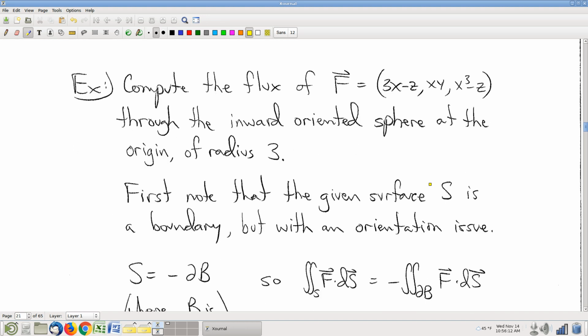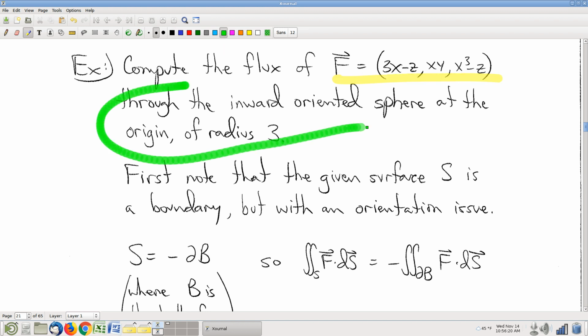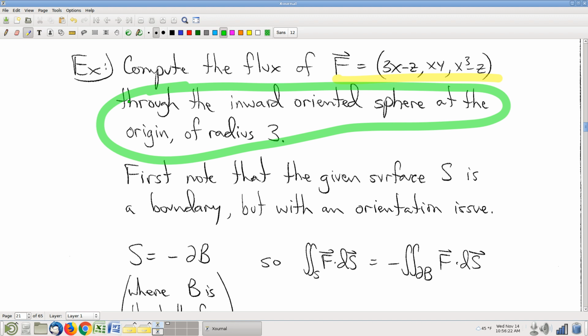Okay, so let's get our hands dirty and actually compute one. Here's a vector field. Here's a surface, an inward-oriented sphere centered at the origin, radius 3. So we've got an oriented surface, and a vector field that maybe represents the flow of a fluid. Reasonable question: how do you compute the flux?